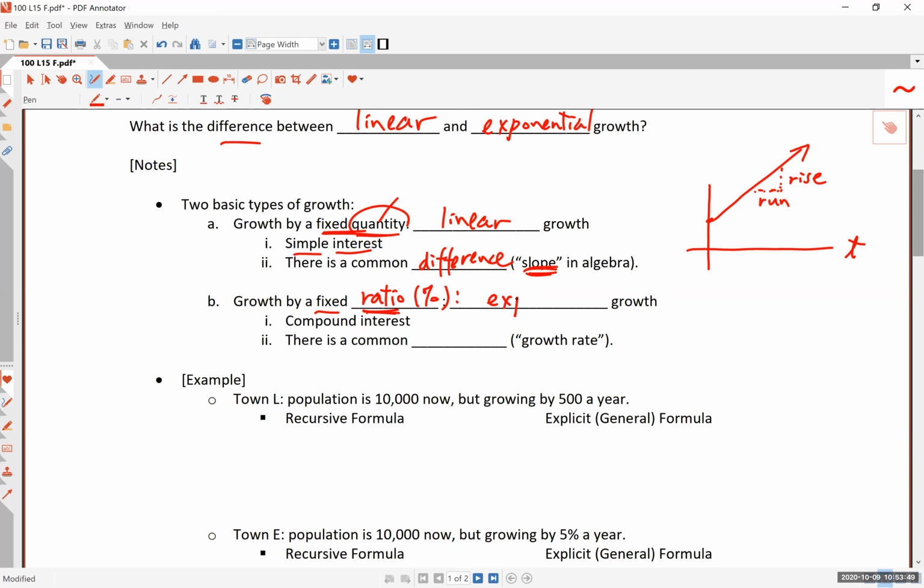All right, so when the quantity changes with a fixed ratio, that growth is called exponential. We have also seen an example in the world of finance. As opposed to simple interest, we had compound interest, right? And so there is a common ratio, as I mentioned in the previous line, and that rate is called the growth rate. In finance, we call it an APR, the annual percentage rate, right?